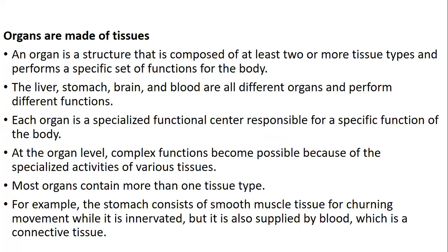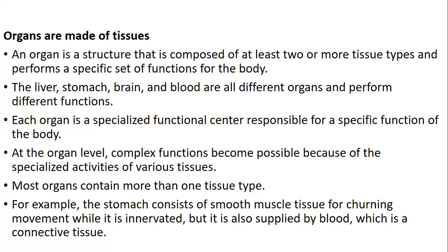So suffice it to say that organs are made up of tissues. An organ is a structure that is composed of at least two or more tissue types and performs a specific set of functions for the body. Examples of organs are the liver, the stomach, the brain, and blood, which are all different organs and perform different functions. Each organ is a specialized functional center responsible for a specific function of the body.